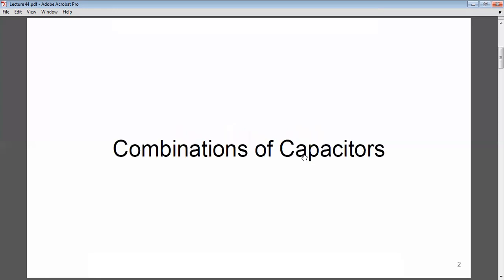Today, we will deal with combinations of capacitors. So why do people make combinations of capacitors? Because, for example, I will buy a bunch of capacitors that have different capacitances, and I want a particular value of capacitance as a result of combining these capacitors. So I will combine them in a certain way so that I can get a particular capacitance.